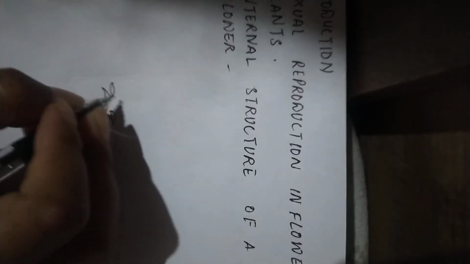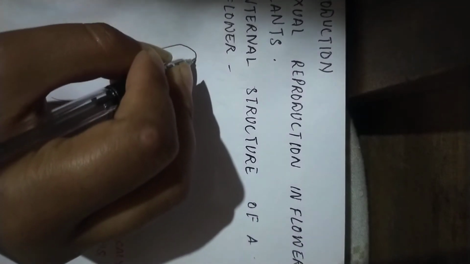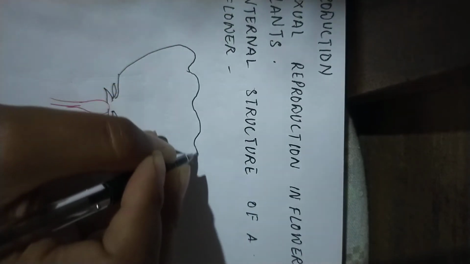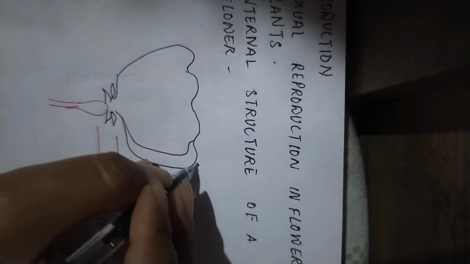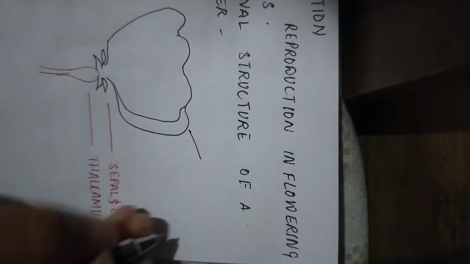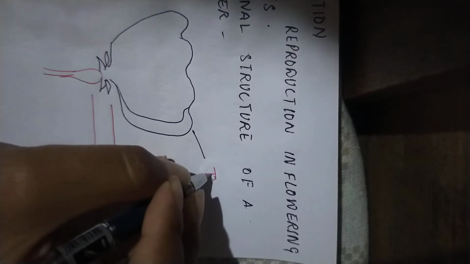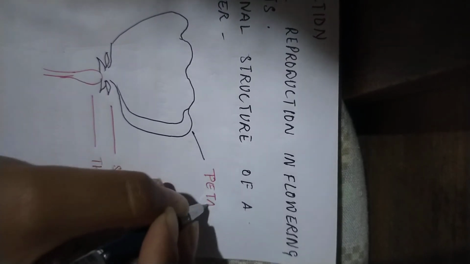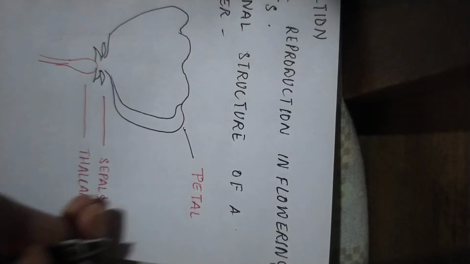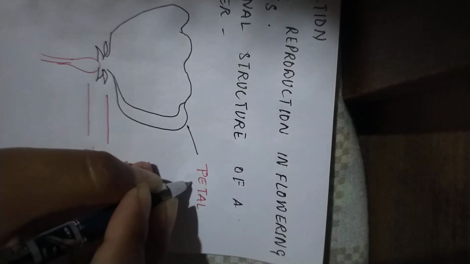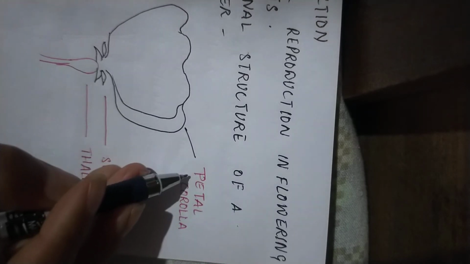The next is the petals. The second whorl of the flower is the petals. Two or three petals, more than one petal, are known as the corolla. This is the second whorl of a flower.